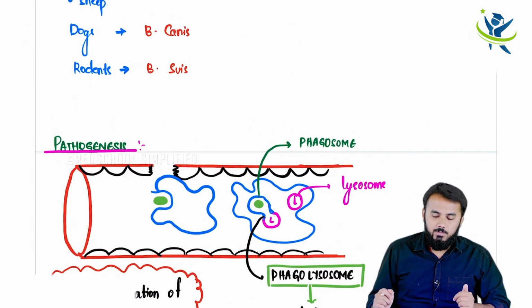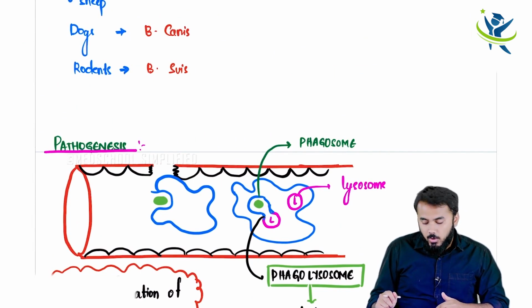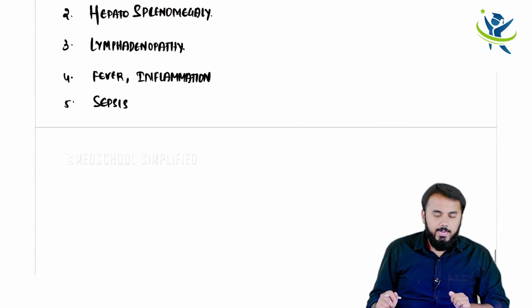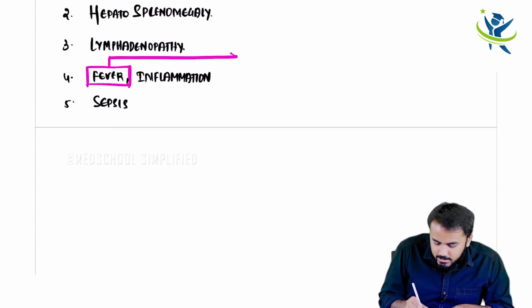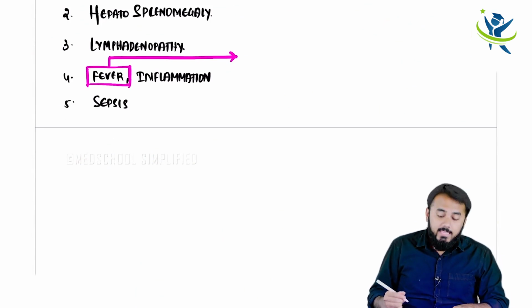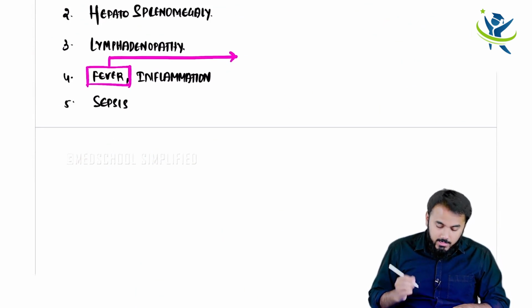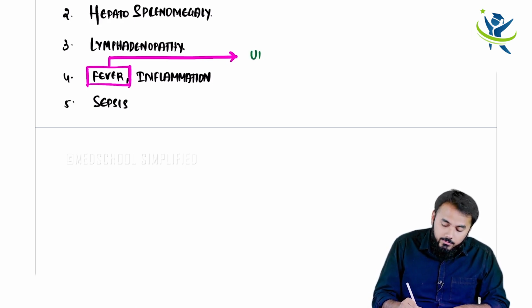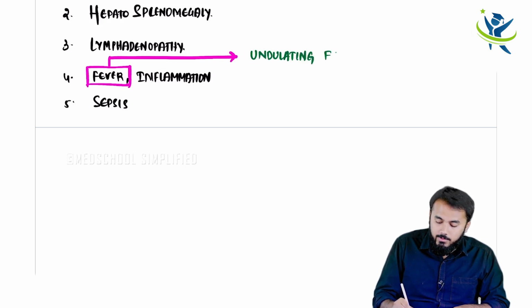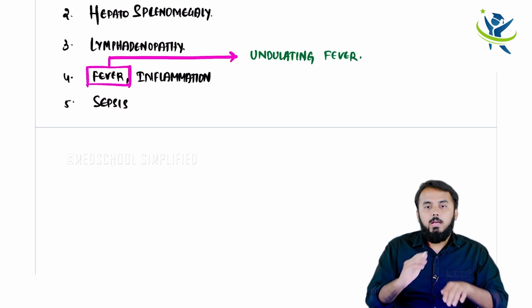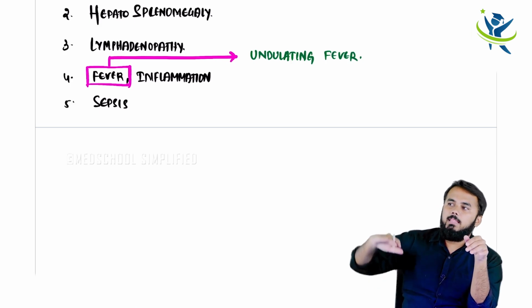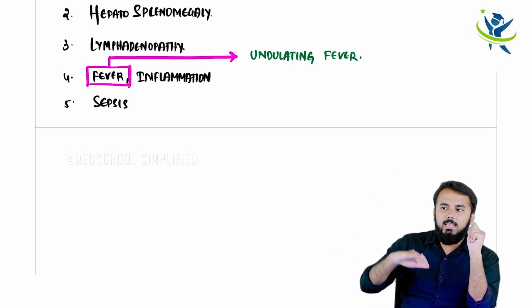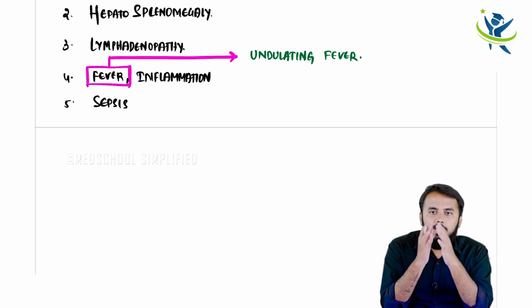Multi-system organ dysfunction, right? So what are the symptoms? I told you that the patient is going to have fever. Can anyone tell what is the characteristic fever which you see in case of Brucella? The characteristic fever associated with Brucella is undulating fever. You know what undulating fever is? The fever increases and again falls. Again the temperature increases, again the temperature falls. So it is like a wavy pattern. This is called undulating fever.